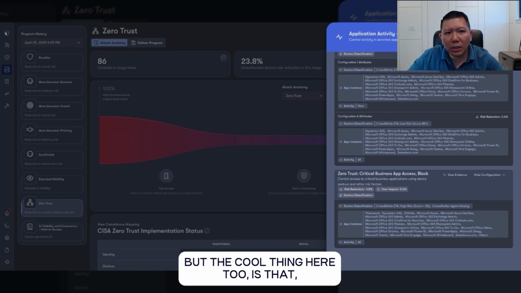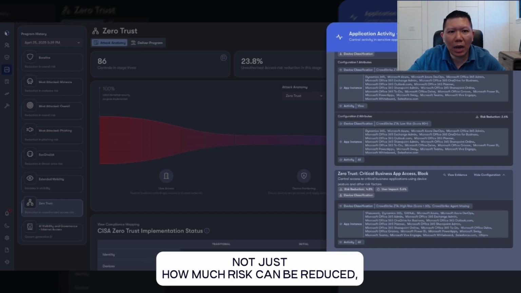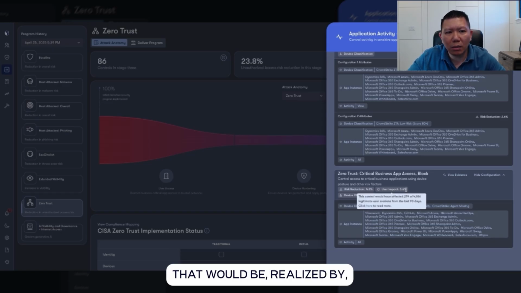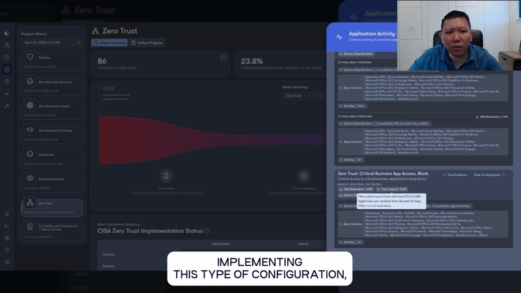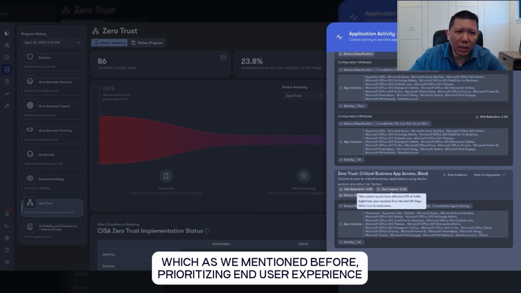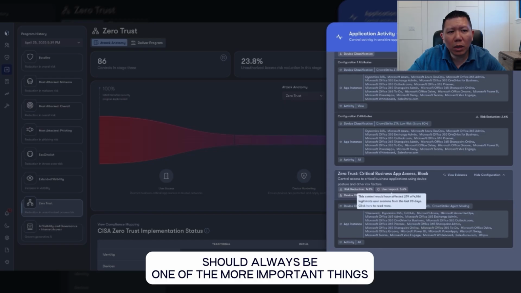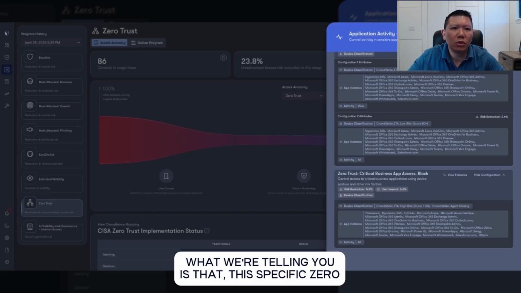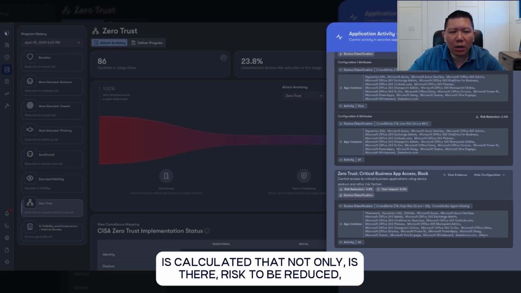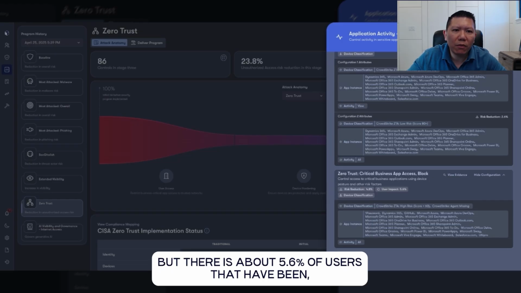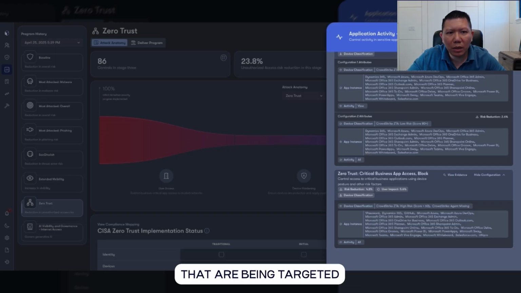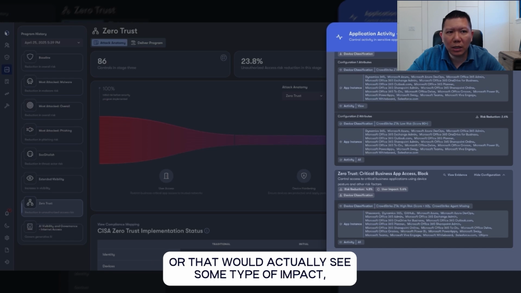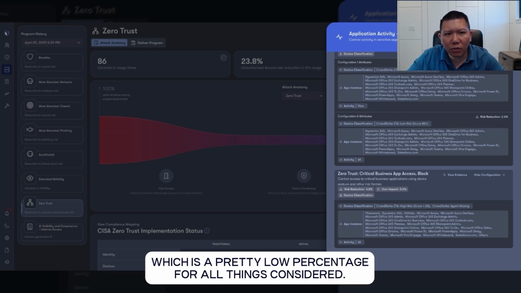But the cool thing here too is that we're showing you not just how much risk can be reduced, but we're also showing you the user impact that would be realized by implementing this type of configuration, which, as we mentioned before, prioritizing end user experience should always be one of the more important things that you focus on. In this case, what we're telling you is that for this specific zero trust configuration, Reach has calculated that not only is there risk to be reduced, but about 5.6% of users that are being targeted by this remediation program would actually see some type of impact, which is a pretty low percentage, all things considered.